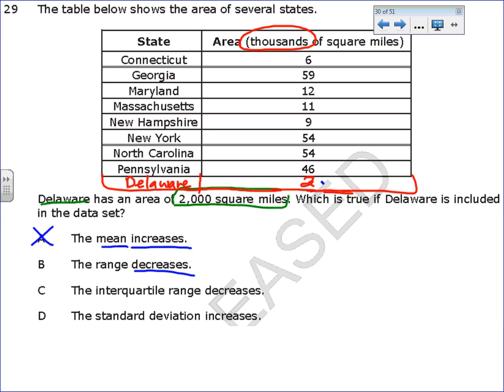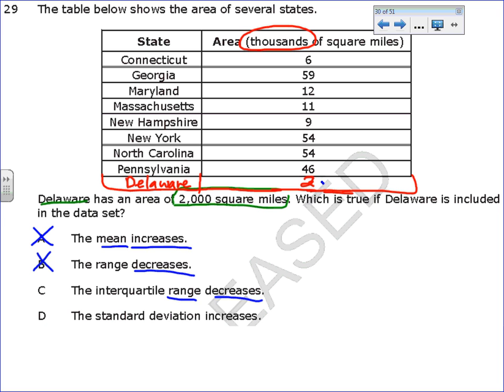So when it says the average is going to increase, that doesn't make any sense. The range is going to decrease. Again, that doesn't make any sense. Also, you could test it if you didn't know. You could subtract 6 from 59, that's the biggest one, and then subtract 2 from 59 and realize that the range increased. For these two, range decrease.